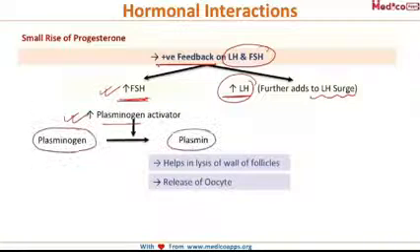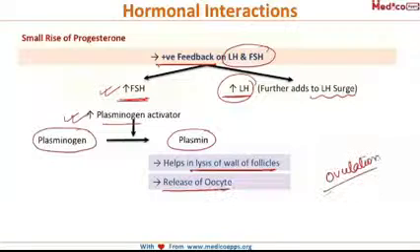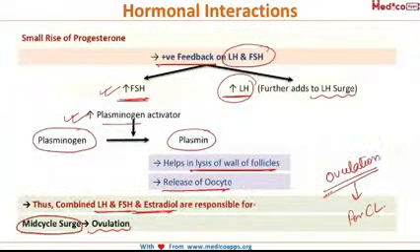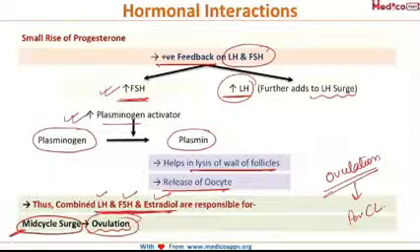And it is this plasmin which helps in the lysis of the wall of the follicle, thereby leading to the release of the oocyte. So this completes the ovulation. So you see here that the combined LH, FSH and estradiol are responsible for ovulation. So a mid-cycle surge of all these three hormones occurs, subsequently leading to ovulation. So this completes ovulation, and now the next step is the formation of the corpus luteum.